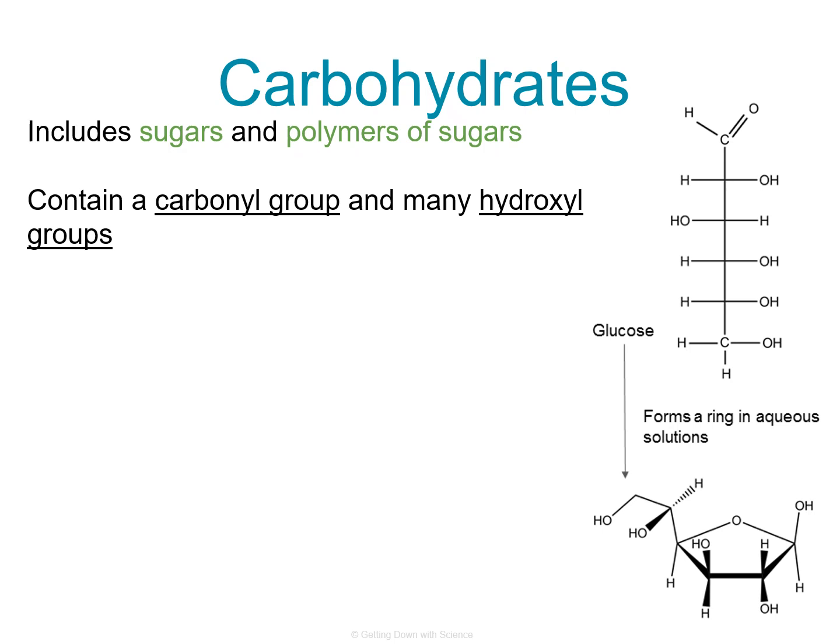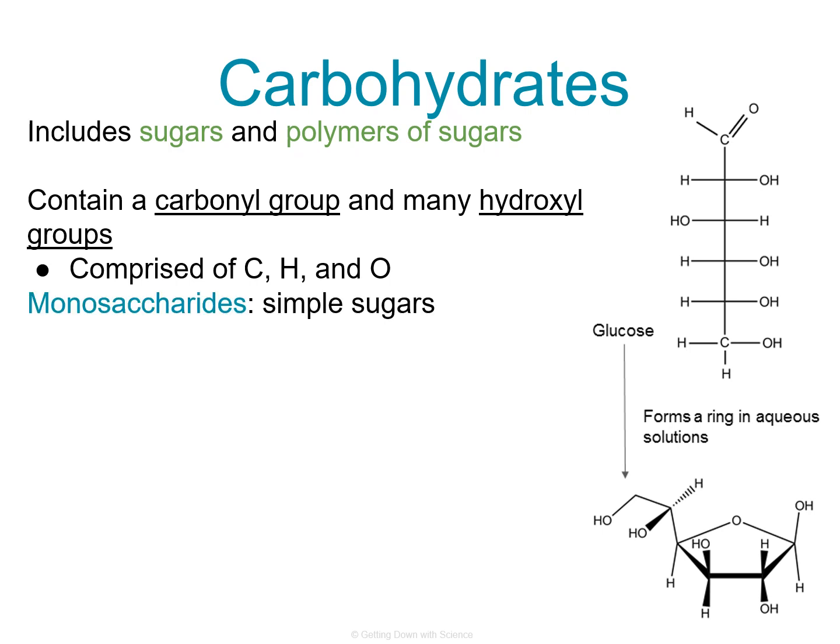It contains 1 carbonyl group and many hydroxyl groups. So there's a lot of OH and 1 CHO. It's comprised of only carbon, hydrogen, and oxygen, which we looked at from our foldable. And then we have monosaccharide.